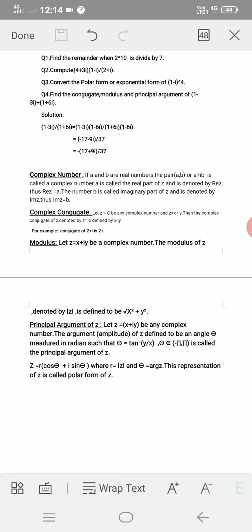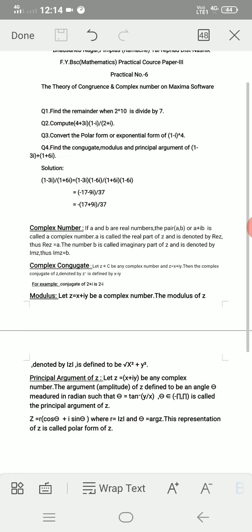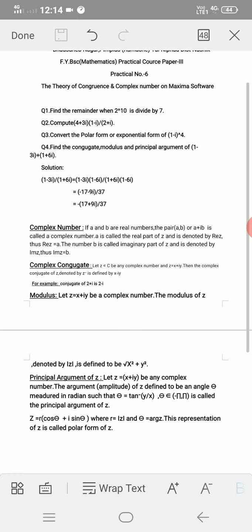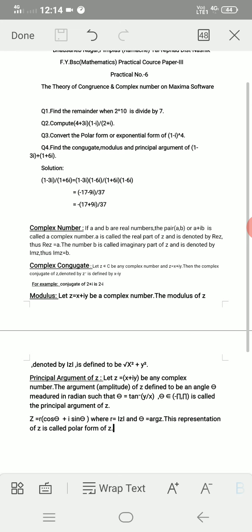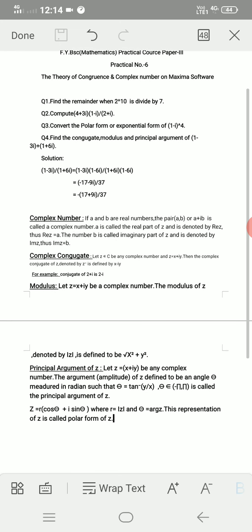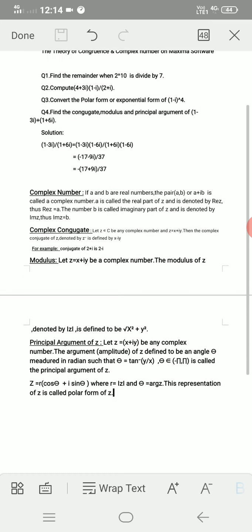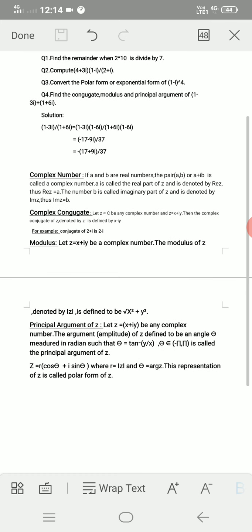So complex number: if a and b are real numbers, their pair (a, b) or a plus ib is called a complex number. A is called the real part of z and b is called the imaginary part of z. The real part of z is denoted by capital RE of z, and the imaginary part of z is denoted by IM z. Next concept, complex conjugate.